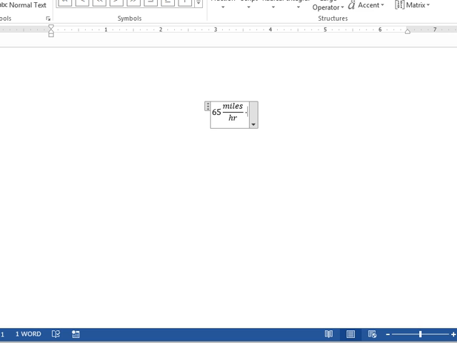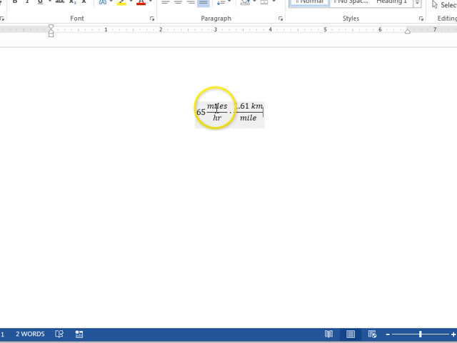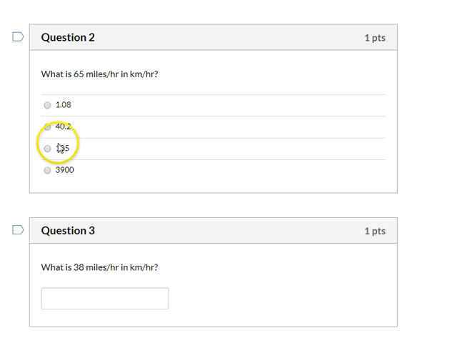So we're going to need to use the 1.61 kilometers per mile, right? So 65 miles per hour times 1.61 kilometers per mile. You can see here the miles cancel out and you're left with kilometers per hour. And this ends up being like 105 or something like that. I'm not actually worried about working through to numbers on this. I'm worried about talking you through how to think about it and do it. So I think it's 105.